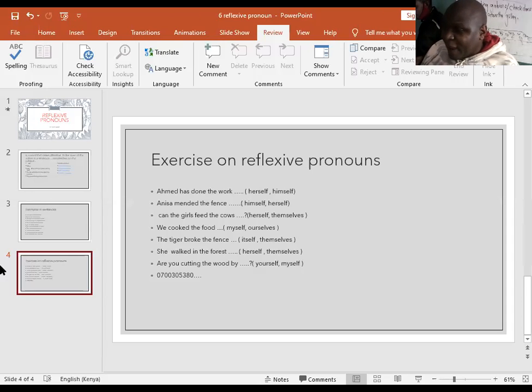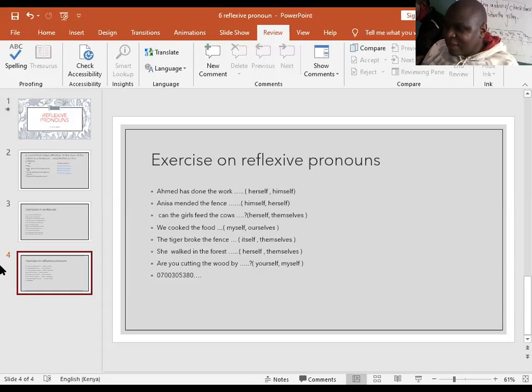Number 2, Anissa mended the fence. Anissa is a girl, and you should also be able to know exactly what reflexive pronoun to pick and use when it comes to a girl. So Anissa mended the fence. Probably the word mended, to simplify it, would mean repair. Anissa repaired the fence. Yes, girls also work. They can also do practical manual work other than washing plates, cuddling the baby, and cooking.